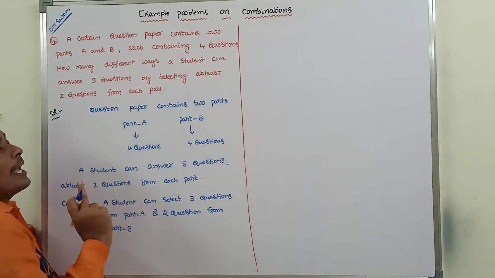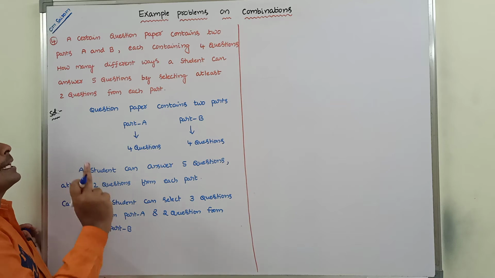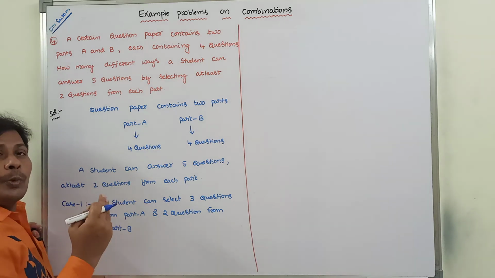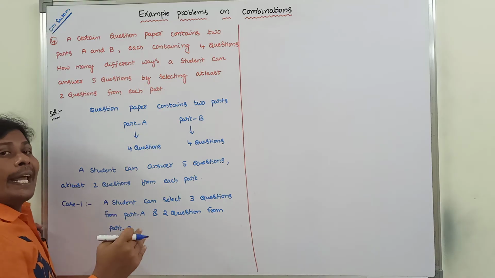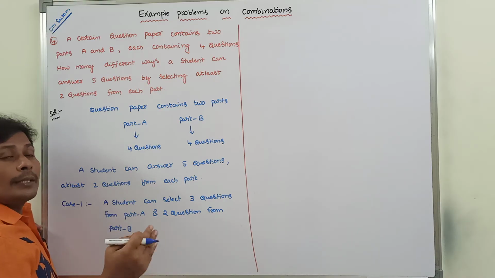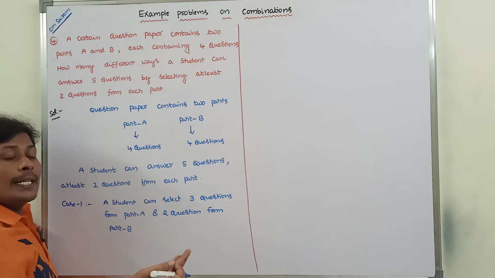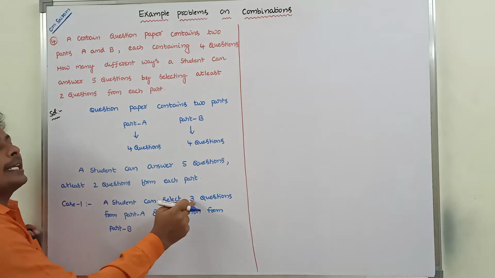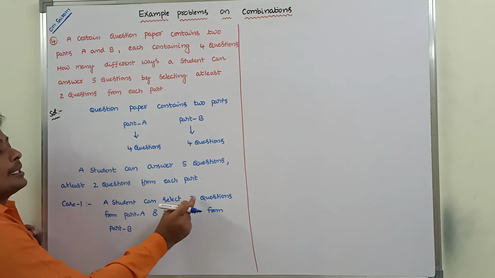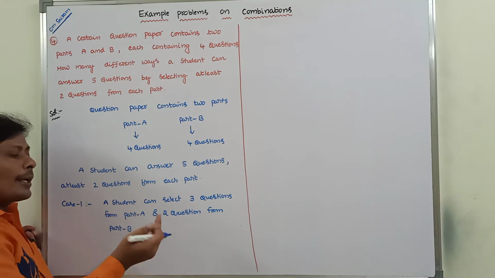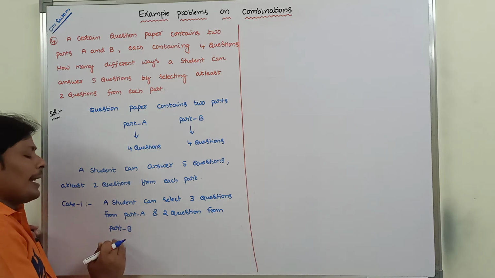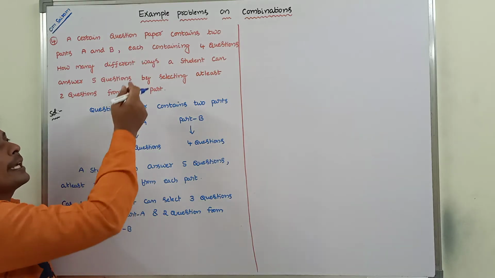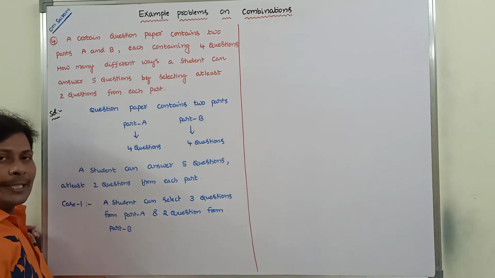The condition is that at least 2 questions can be taken from each part. At least 2 questions means he can take 2, 3, 4 or 5 questions. From part A he takes 3 questions, so 3 is greater than 2. From part B he takes 2 questions, 2 is greater than or equal to 2. So the given condition is satisfied.